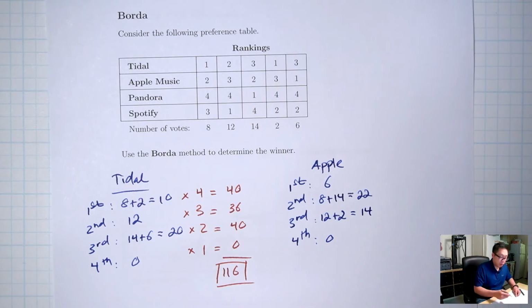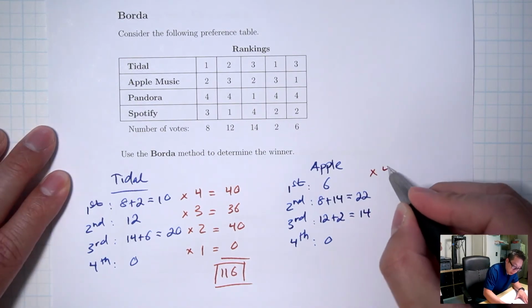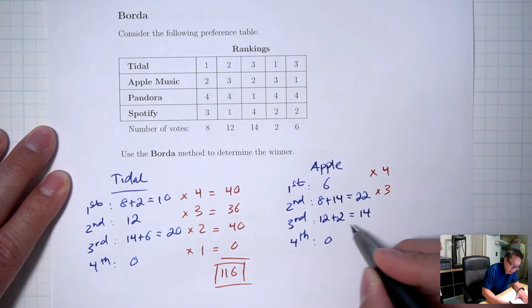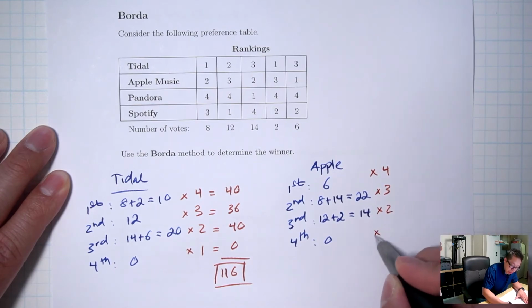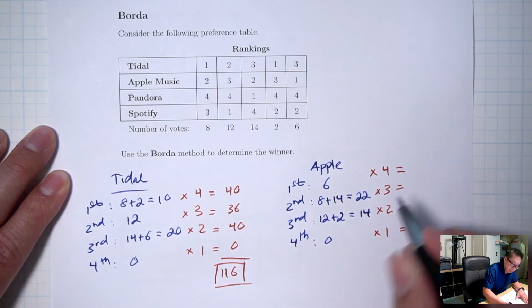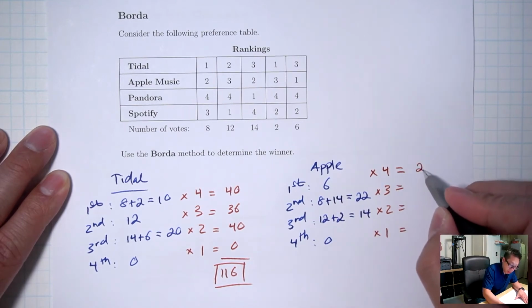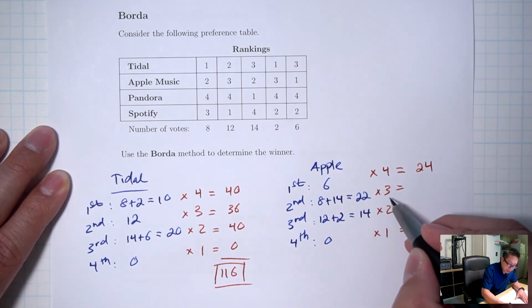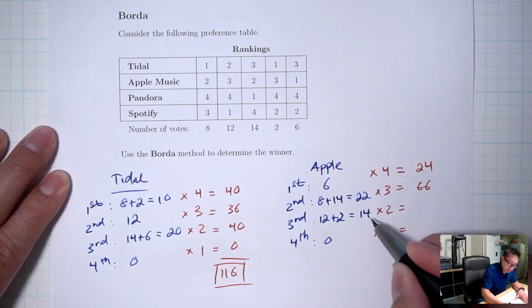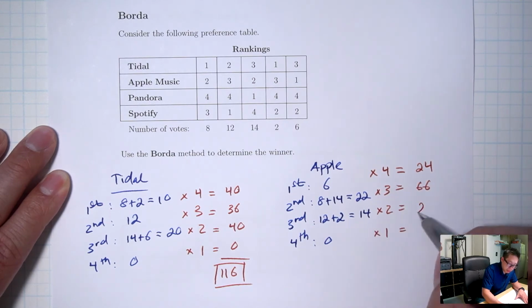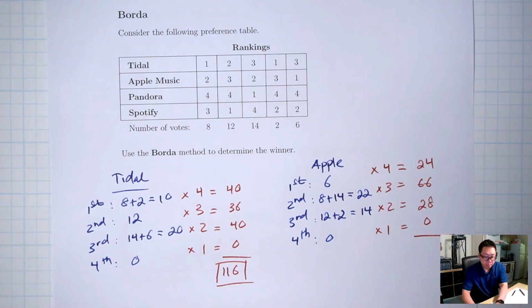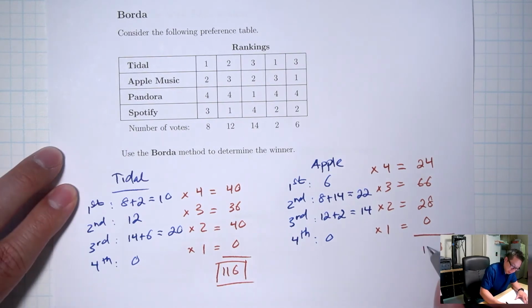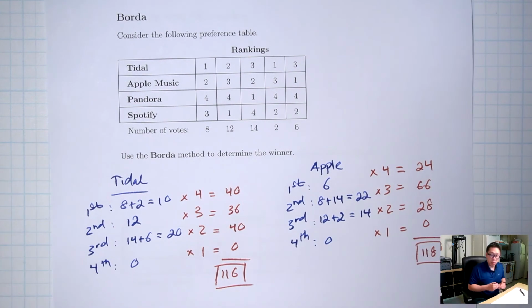And then give points. For each first place, we'll give 4 points. For each second place, 3 points. For each third, 2, and for each last, 1. 6 times 4, I know that's 24. 22 times 3, pretty sure that's 66. 14 times 2, 28. 0 times 1, 0. Add those up. 24 plus 66 plus 28 plus 0. 118. 118 for Apple.